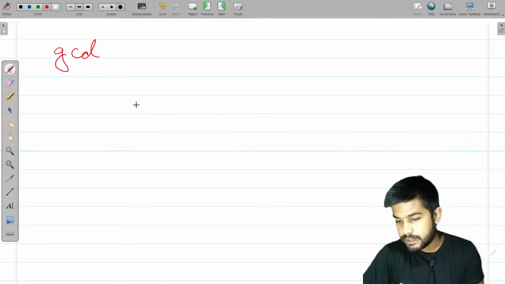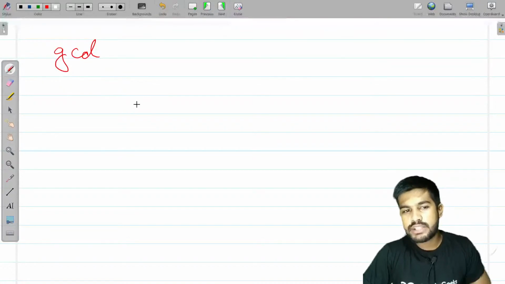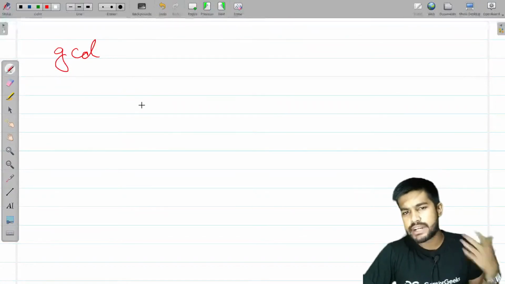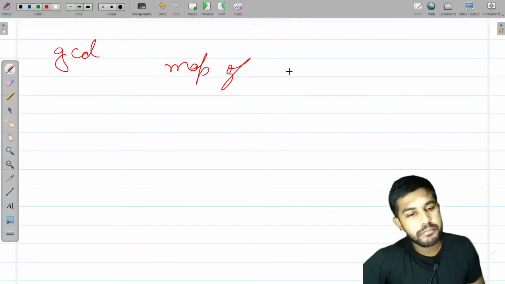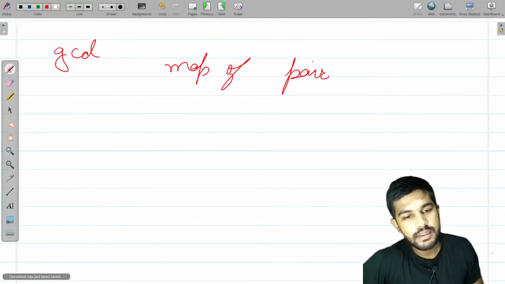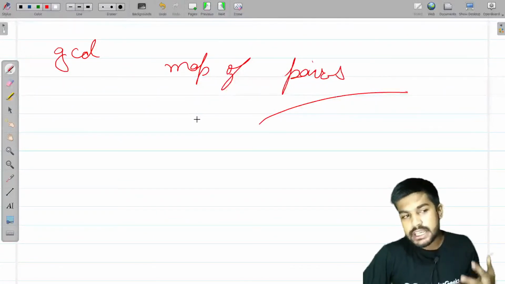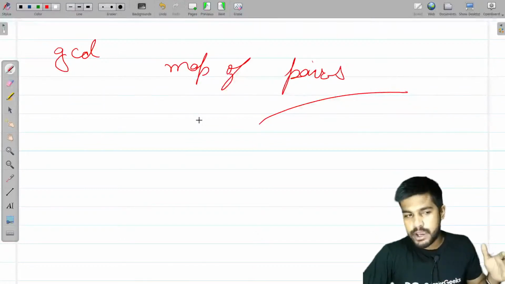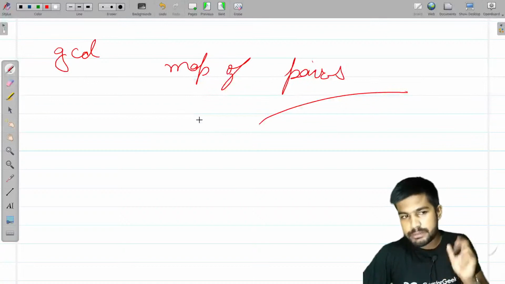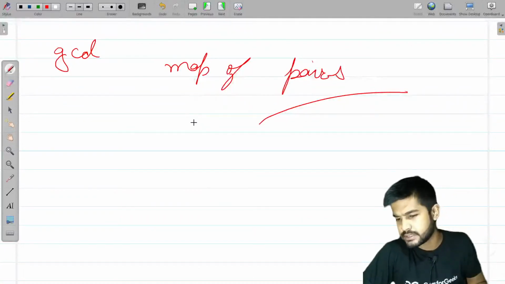Can we store the double value of x by y? Yeah, we can store it. But instead of a double value, I simply used a map of pairs, because I thought that in the case of double we might come across precision problems. So to be on the safer side, I simply used a map of pairs.